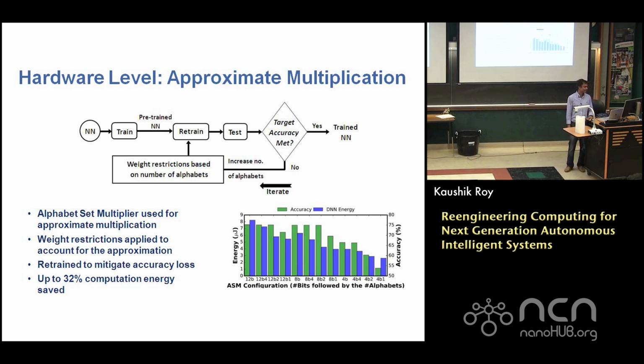I don't really have much accuracy degradation, but I get almost 30 to 40% improvement in energy consumption. Why am I getting this improvement in energy consumption? Because my hardware is less complex, because of those approximations that I made.